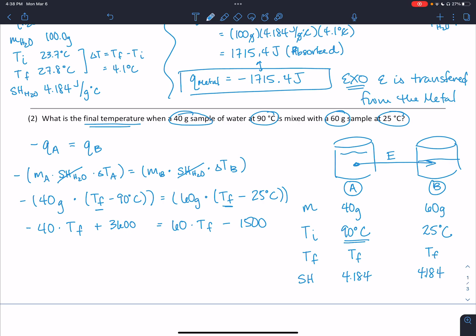I'm going to move my negative 40 to the right. I'm going to move my negative 1,500 to the left. And what I end up with is 5,100 is equal to 100 times T final. Divide both sides by 100. And my final temperature in the beaker when I pour them together is going to be 51 degrees Celsius. So that problem's a little bit different than number one. It's a very creative way to use the formulas, because the key here is remembering that the final temperature between the two has got to be the same. So that gives us only one unknown.